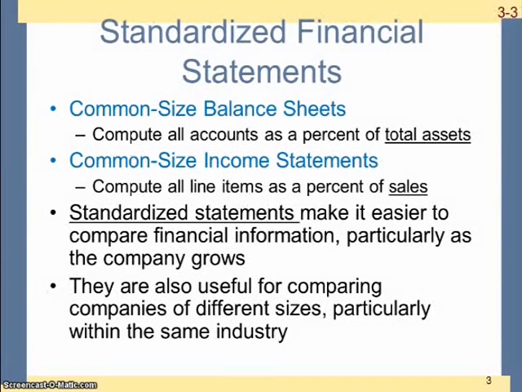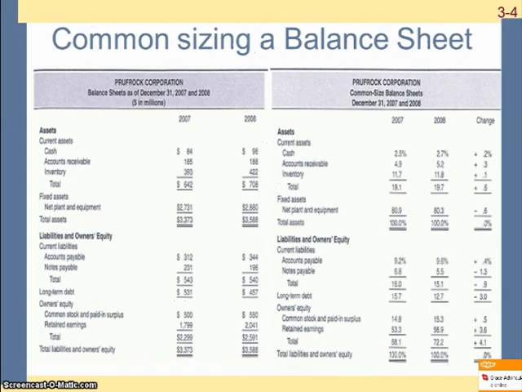What is meant by common size balance sheets? It means computing all accounts in the balance sheet as a percent of total assets. Let's look at this slide. The balance sheet on your right hand side is a common size balance sheet. All accounts are computed as a percent of total assets. For example, cash equals 2.5% in 2007.